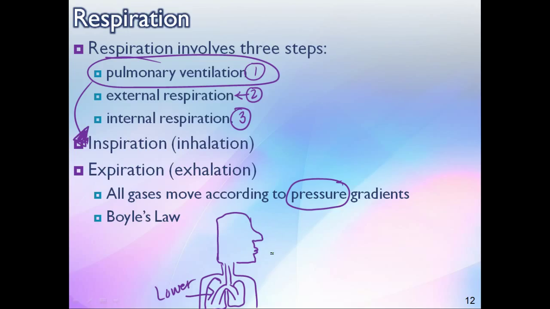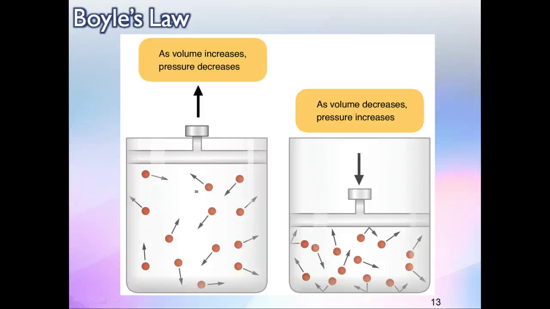We have two ways to do that. We can either increase the pressure around us or decrease the pressure within us. Since we have no way of manipulating the pressure of our surrounding environment, our only option is to decrease the pressure within our lungs and within our thoracic cavity. We have the ability to do that according to a gas law known as Boyle's law. Boyle's law is described by this diagram, which basically states that volume and pressure are inversely related to one another.